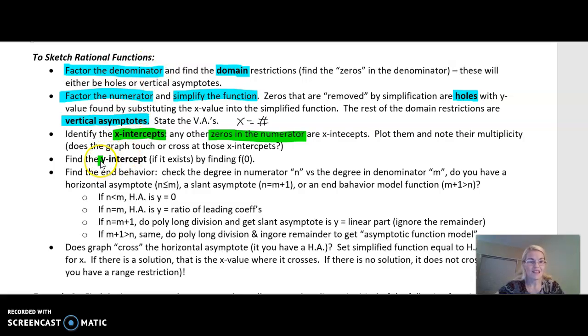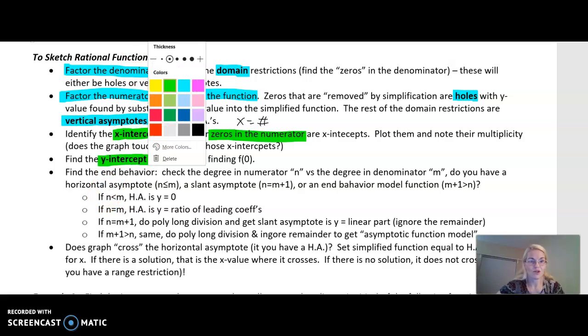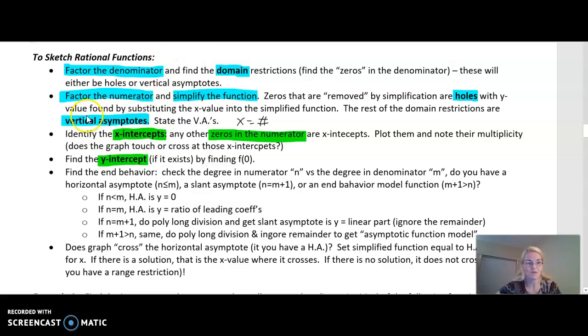You also are then going to want to find the y-intercept, right? If it exists, right? Assuming you don't have an asymptote at x equals 0, right? You're going to have a y-intercept. And then you've got some end behavior. So I'm going to toggle this back to blue because, again, end behavior, horizontal asymptotes, if it exists, right? Asymptotes, I've got blue, right? So you will either have a horizontal asymptote or a slant asymptote, which is a line, or an end behavior model function, some function that your graph is getting asymptotically close to as x goes to positive and negative infinity. So again, rather than reading this all to you now, read it yourself, think about it, and then we'll look at some examples specifically.